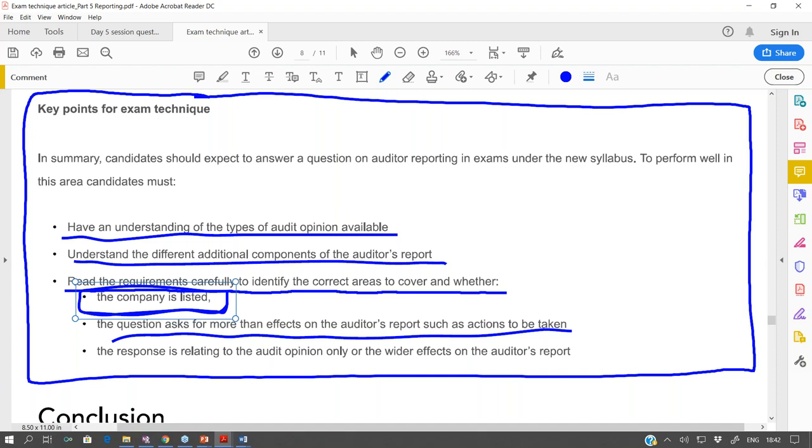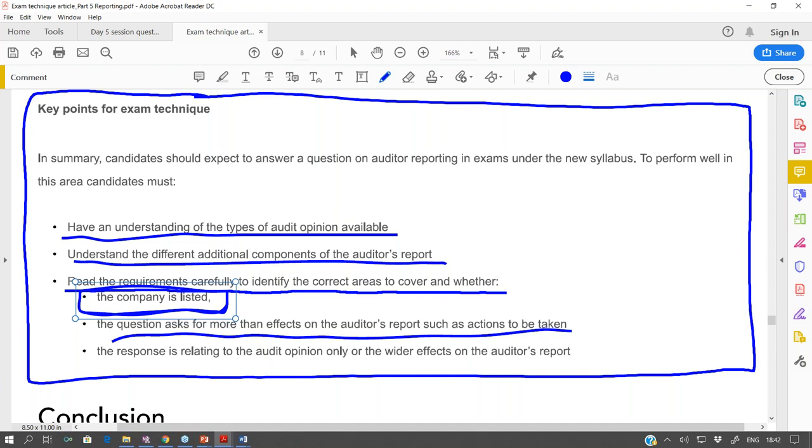Read the question carefully. It might not just be asking you the impact, it might be asking you something like actions. So is it a problem with students that they normally believe that a question on reporting only includes impact, nothing else? Can a question on reporting include something else than impact?